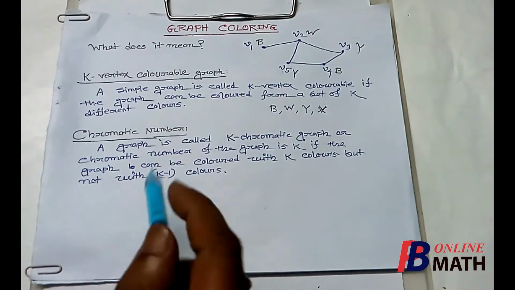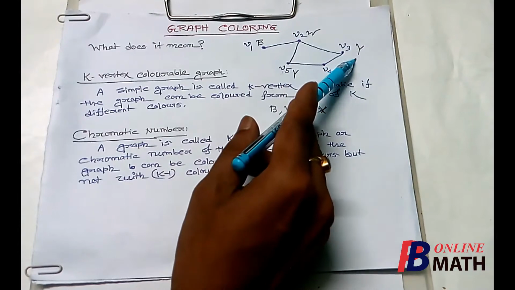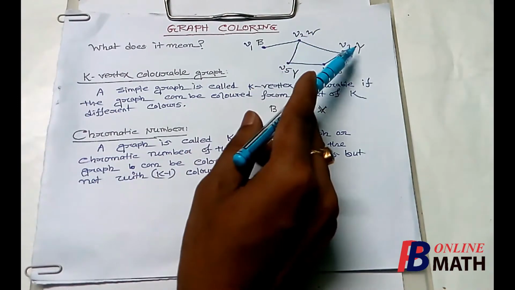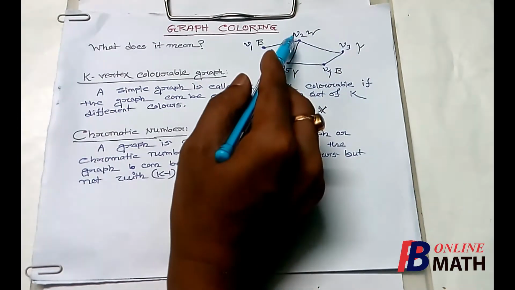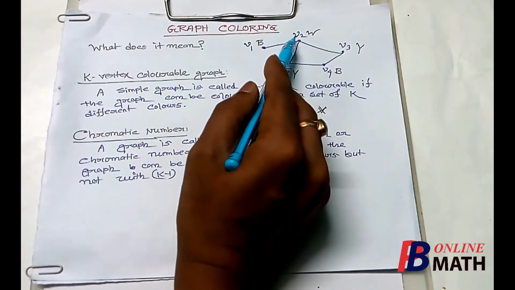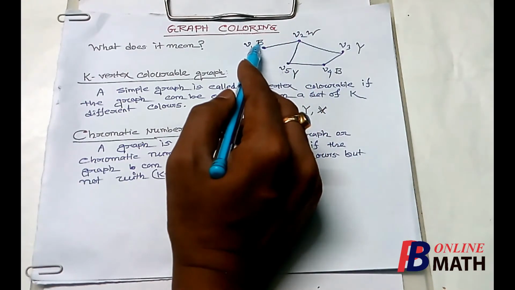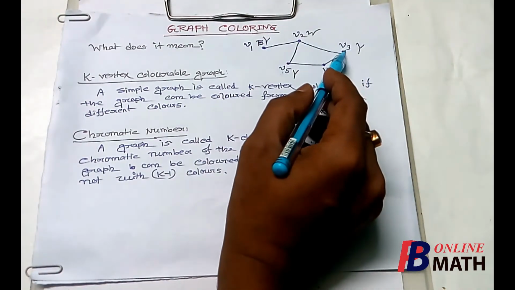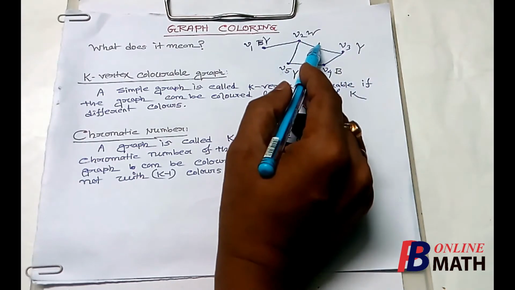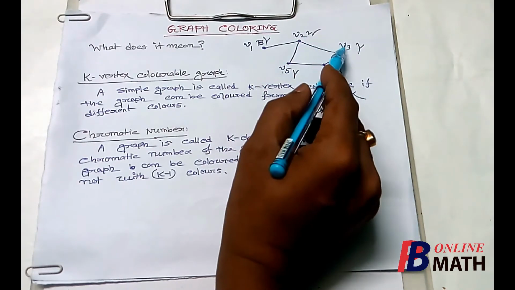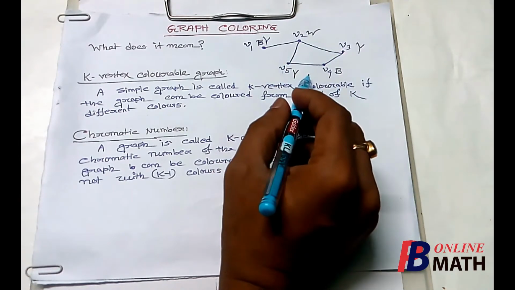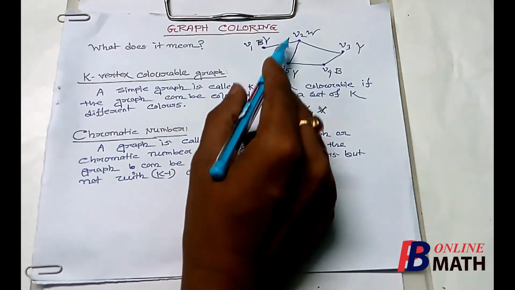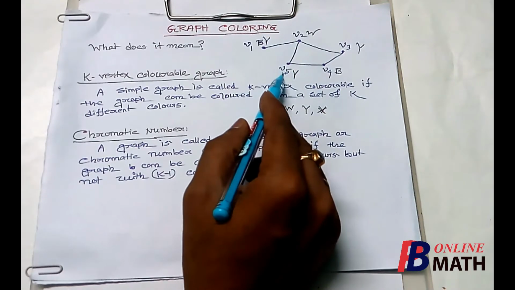Suppose we have been given only 2 colors, white and yellow. Let us check whether we can color this graph with only these 2 colors. Let us start. Suppose we assign the color white to the vertex V2, then we can assign the color yellow to the vertex V1. Now V3 is adjacent to V2, so we have to assign yellow color to the vertex V3. Next we consider the vertex V5. This vertex V5 is adjacent to V2, so we have to assign yellow color to V5.